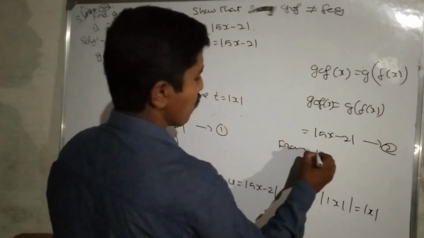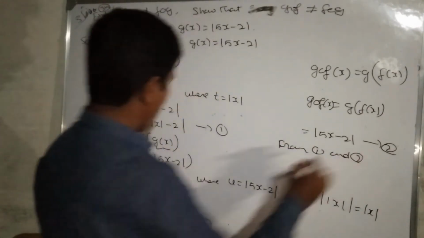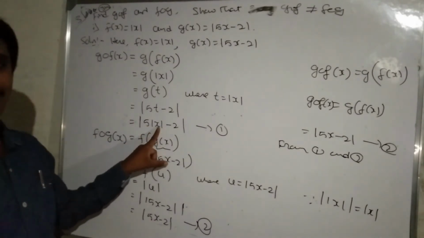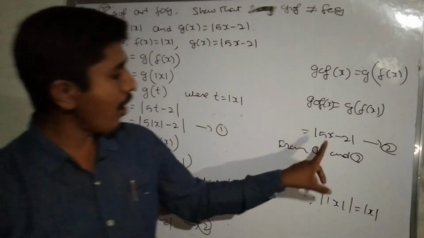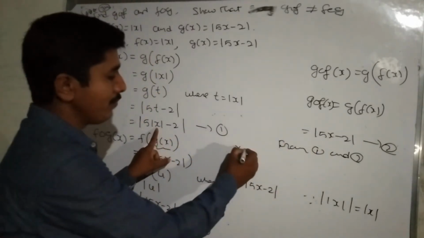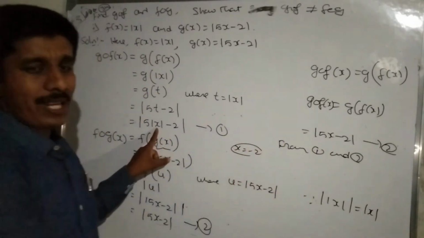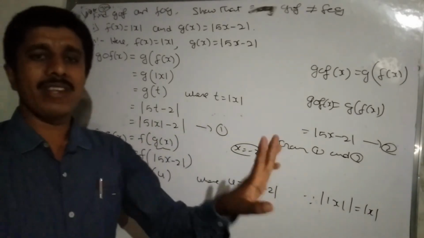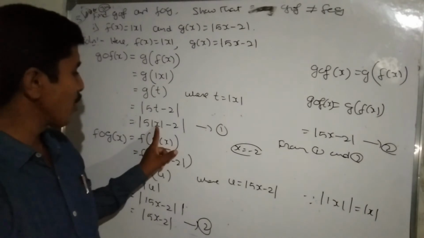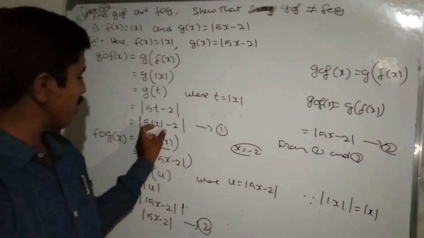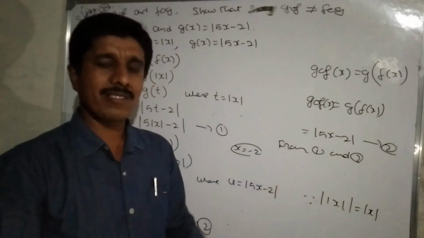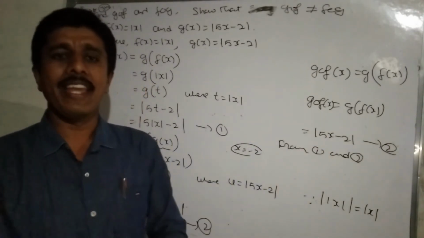From equations 1 and 2. From equation 1 we have modulus of 5 into modulus of x minus 2. From equation 2 we have 5x, where if we take x as a negative value like minus 2 or minus 1, equation 1 is not equal to equation 2. Suppose we substitute x equal to minus 2, then modulus of minus 2 plus 2. So both are unequal.